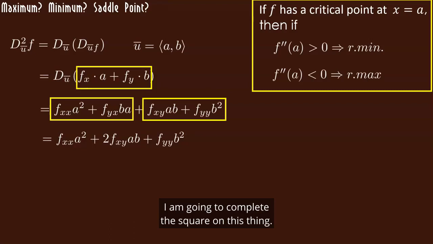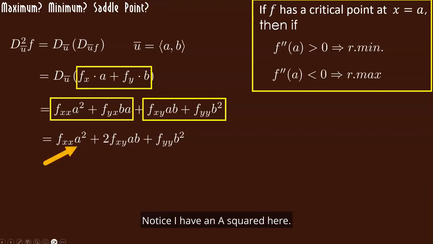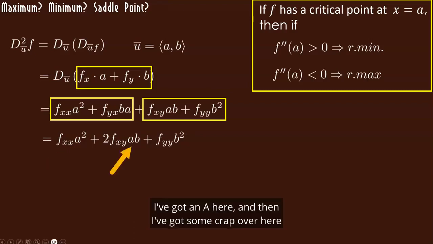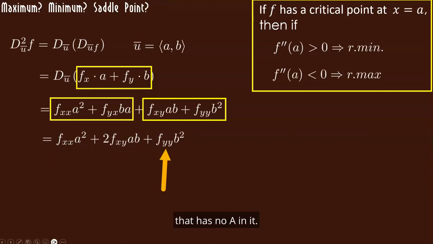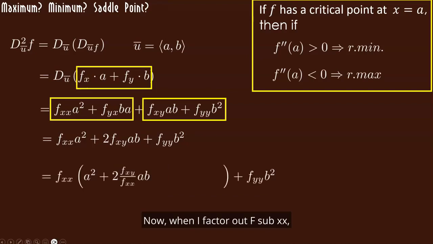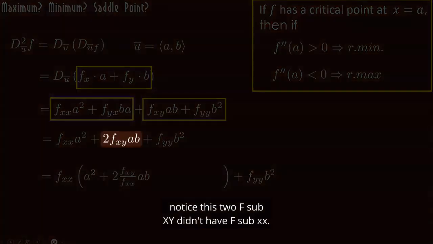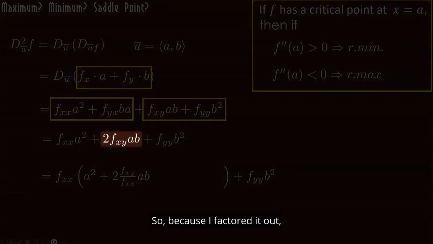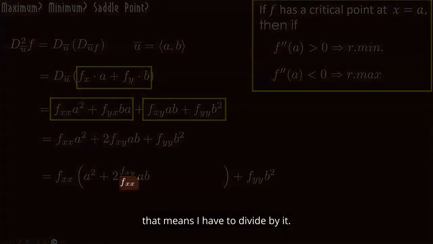I am going to complete the square on this thing. Notice I have an a squared here, I've got an a here, and then I've got some stuff over here that has no a in it. So I can complete the square with respect to a. The first thing I do is factor out an f sub xx to get this. Now when I factor out f sub xx, notice this 2 f sub xy didn't have f sub xx. So because I factored it out, that means I have to divide by it.